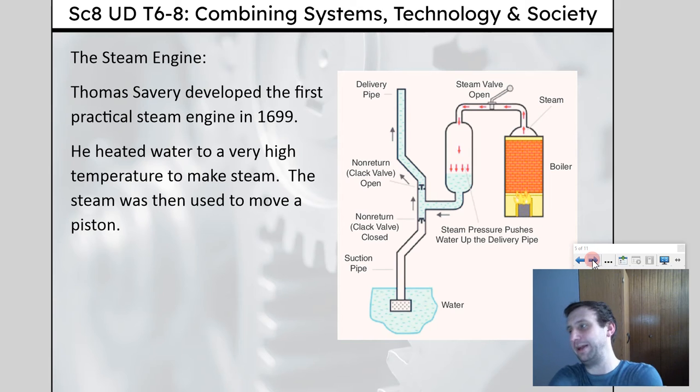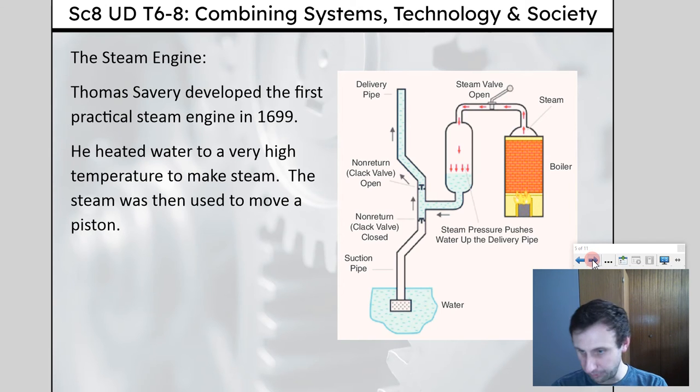So let's talk a little bit about the history of engines. We'll start out by talking about the steam engine. The steam engine, to begin with, wasn't actually about having that kind of circular motion that we think of. It actually was just built to bring water out of the ground for mining.